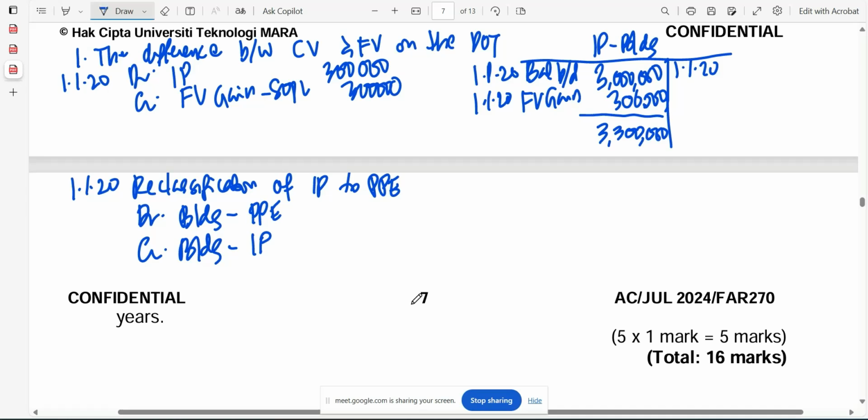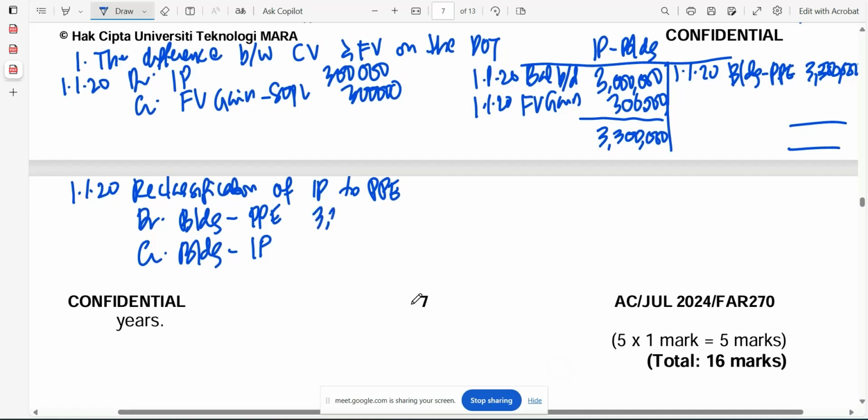So all this will be closed off. This will be transferred to building as PPE. How much? 3.3 million. And there is no more balance in the IP. So the figure here would be at fair value, 3.3. So there are two transactions here. One is the difference between carrying value and fair value, because this is a gain, so I just record the gain. The second one is the reclassification.